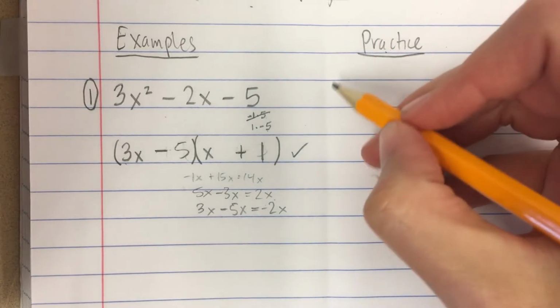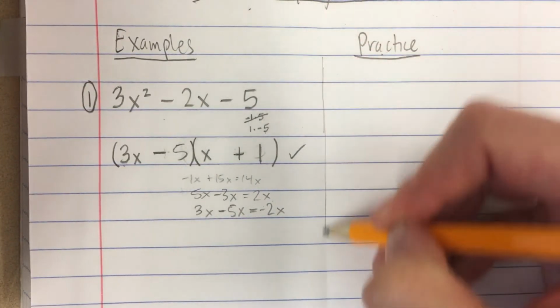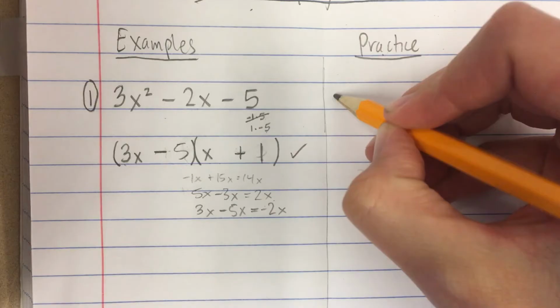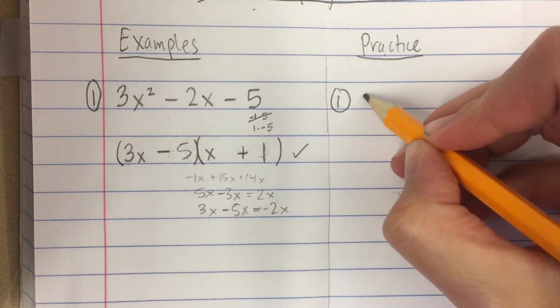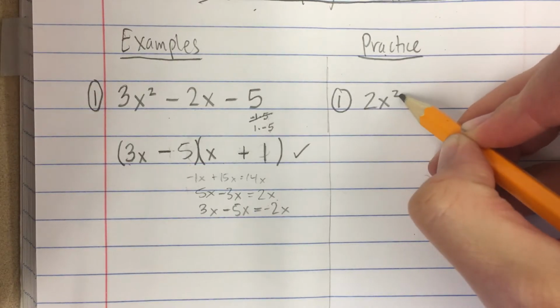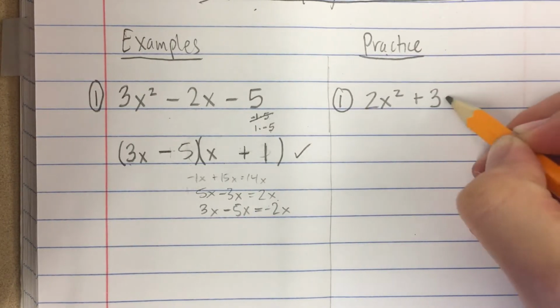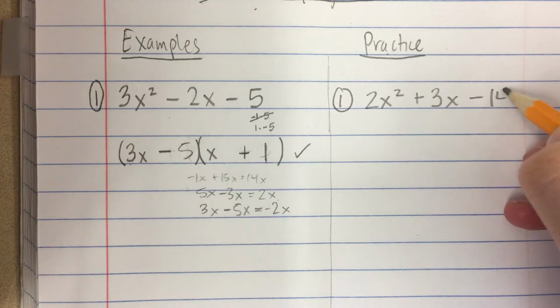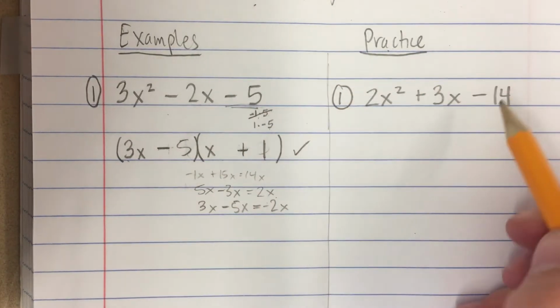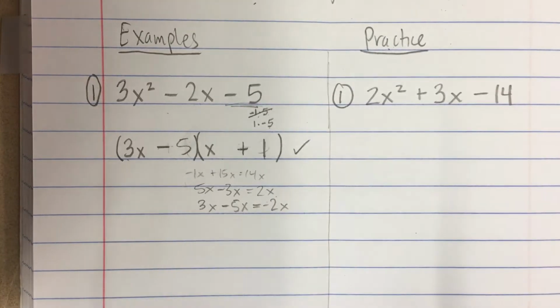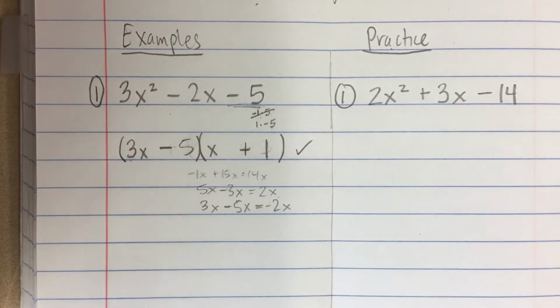Okay, so now you're going to go ahead and, here, this is your line down the middle. Not sure you can see this. So go ahead and try your first practice problem, which is 2x squared plus 3x minus 14. Okay, remember, in order to multiply to a negative, you have to have a positive and a negative. Same here. Okay, so pause the video right now, try that one, and then come back when you're done.